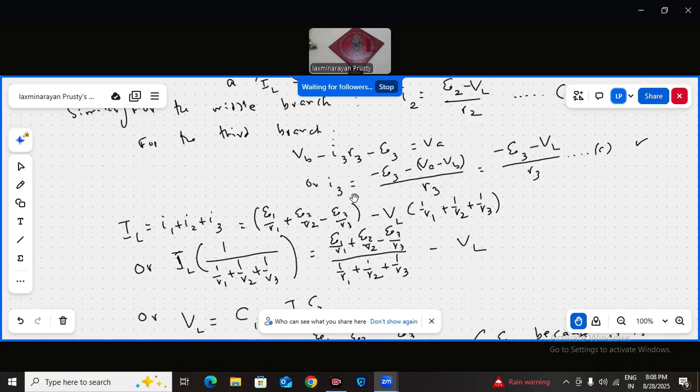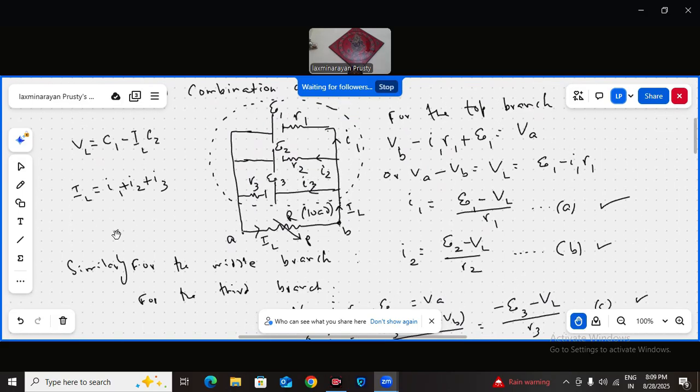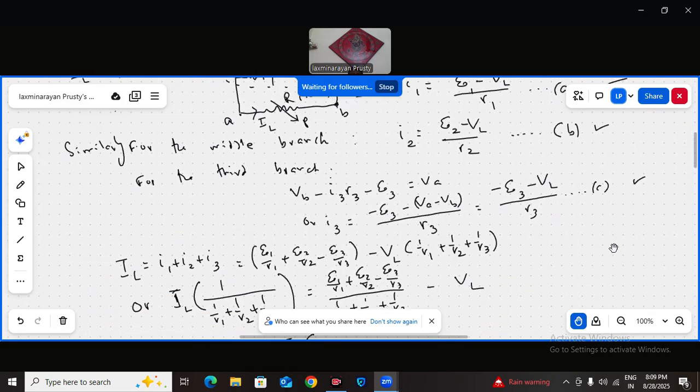Had the third cell been connected similar to E1 and E2, it would have been plus. So this is minus VL times (1 by R1 plus 1 by R2 plus 1 by R3). I require it in this manner: VL is equal to C1 minus IL C2. I have to bring it to this form.